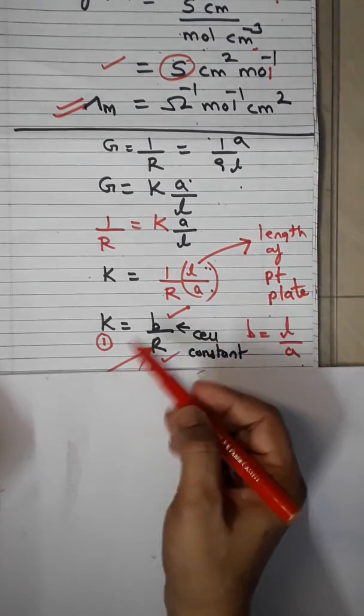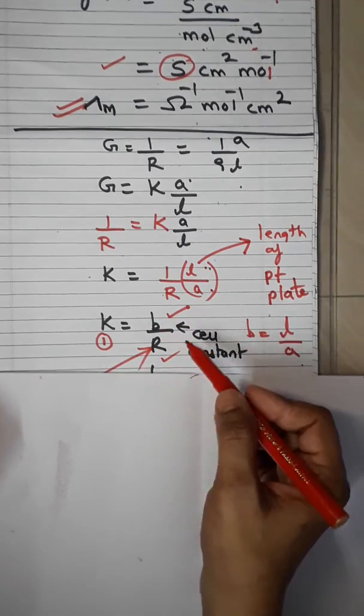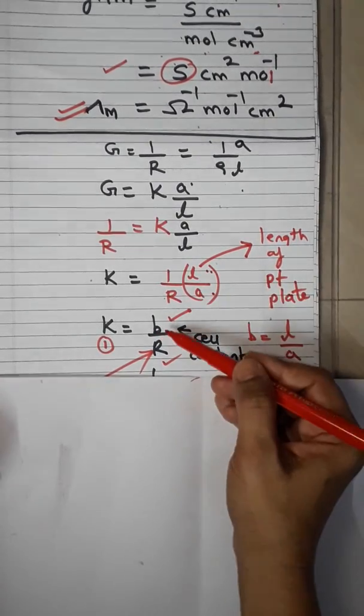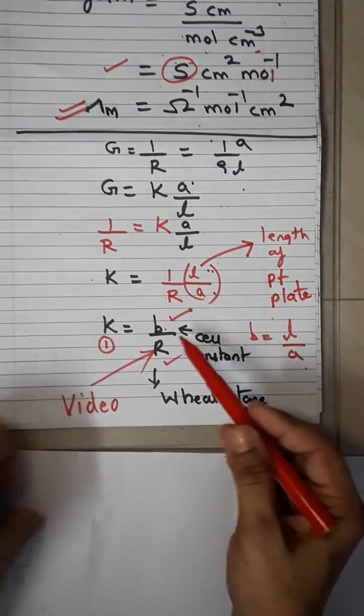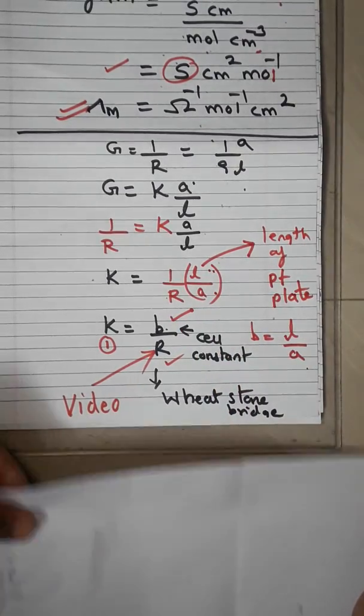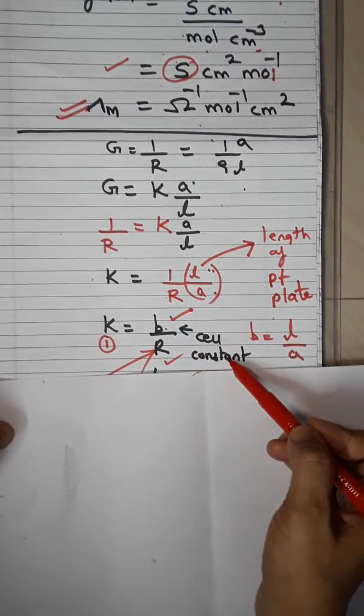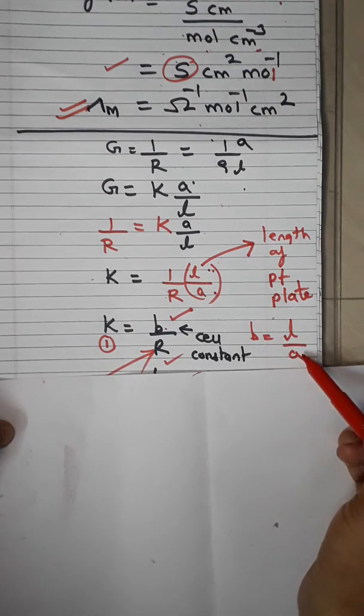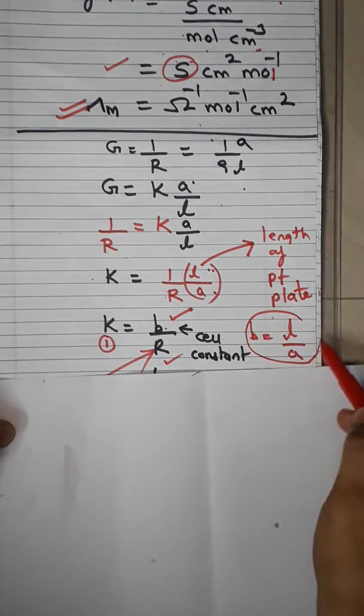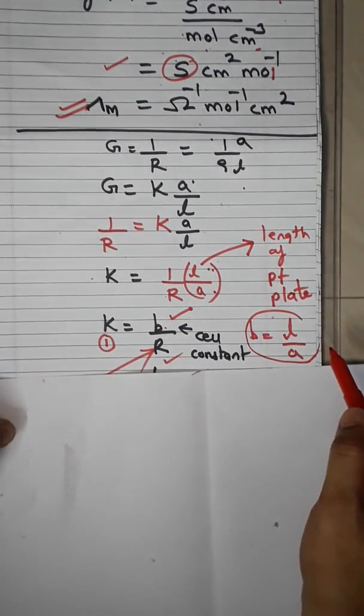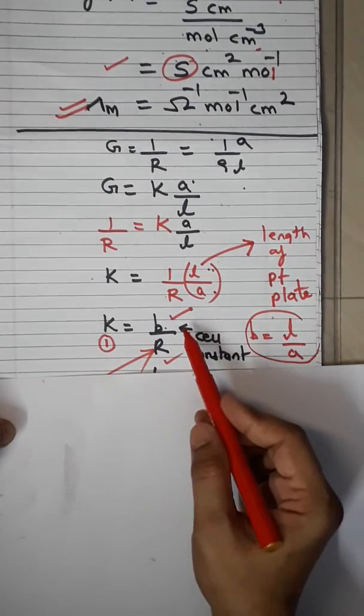So I write here B. Now what is this B? Just make a note. L upon A is B. Okay, so B is called as cell constant. What is this B called? Cell constant. It is B is equal to L upon A, which we will get from the conductivity cell. Okay, and so K is equal to B upon R.